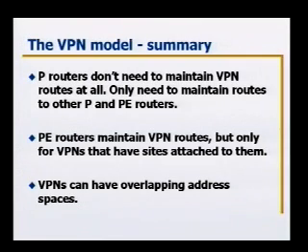We've seen that the P routers now don't have to maintain VPN routes at all. The traffic is tunneled over the P routers. P routers don't ever need to know anything about the VPN destinations. The PE routers need to know something about the VPN destinations, but only for VPNs that have sites attached to them. And finally, we've seen that we can use overlapping address spaces in different VPNs. So let's take a look now at the routing exchanges that actually happen in the network and the forwarding tables that get built as a result of this, and see how it all comes together.